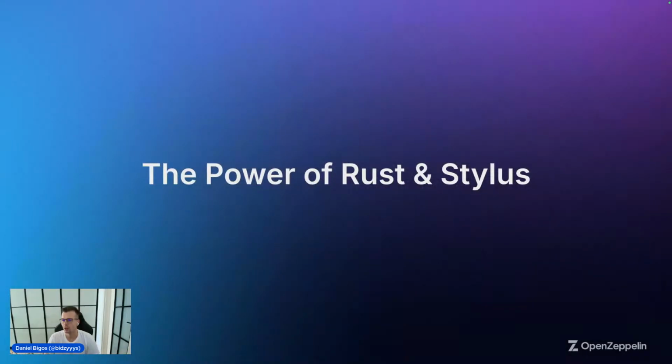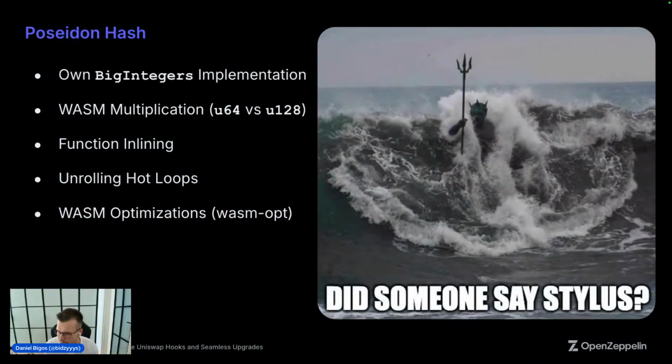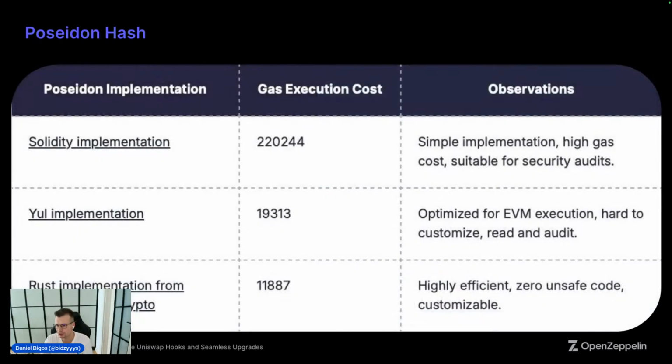Okay, so now let's talk about other use cases and the power of Rust and Stylus, how Stylus can be used to optimize protocols and stuff like that. Let's talk about the example. So some time ago at OpenZeppelin, we implemented a Poseidon hash in Stylus. Of course, we implemented our own optimized big integers library. We applied some tricks to optimize the Rust code. We also used some tools to optimize the WASM. And we did some benchmarks.